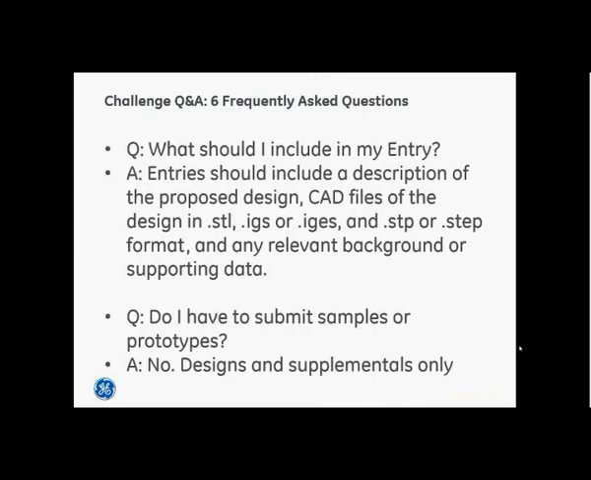Additionally, we want any relevant background or supporting data that you have regarding your design. This could be in the form of simple background related to your organization, but also any explanation that you have for your design and how that would improve upon the current standards.